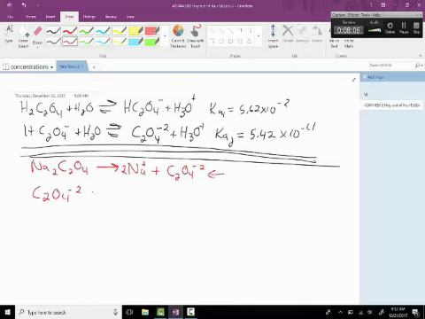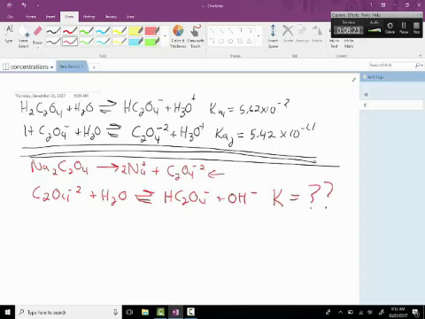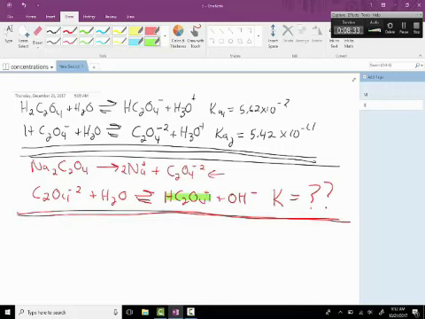C2O4 minus 2 plus water gives me HC2O4 minus plus OH minus. I want to find the K for that reaction. So I'm going to use my reactions above here and start again with that. So I need this and this, and water, of course, in OH minus.